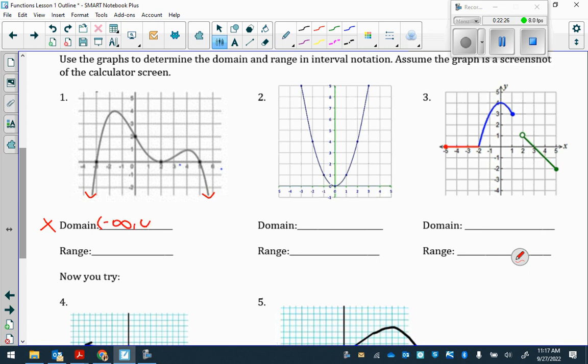Good. Negative infinity to infinity. Since the arrows are going down, we don't know if it's continuing and going out, or staying where it is. So since we have these arrows, the domain goes from negative infinity to infinity of the x. How about the range? We now do the y's. Bottom to top. What is the lowest y value that will be included?